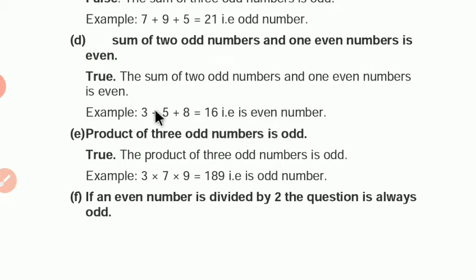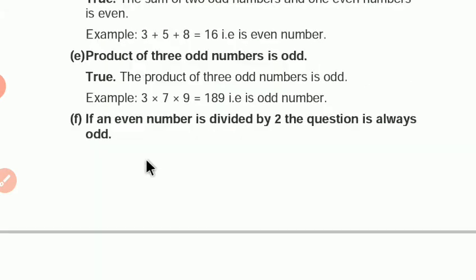The product of three odd numbers is odd. Sum means addition and product means multiplication. So we have to take three odd numbers and multiply them to see whether the result is odd or not. So we have taken 3, 7 and 9. These are three odd numbers. If we multiply these three, we get the answer 189. And we know that 189 is also an odd number. So we can say the product of three odd numbers is an odd number. It is true.